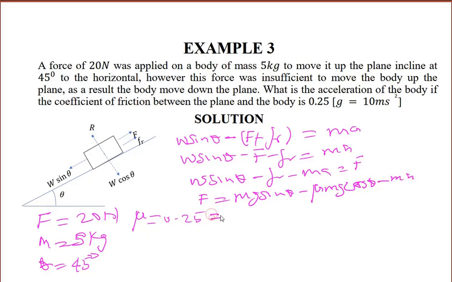So let's put in our parameters: 5 times 10 sine 45 minus 0.25 times, sorry, let's go through that again.